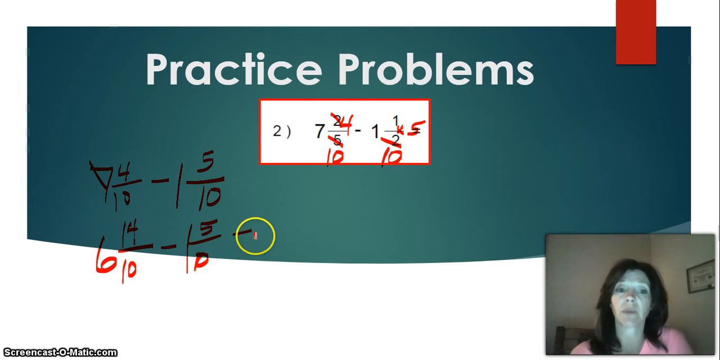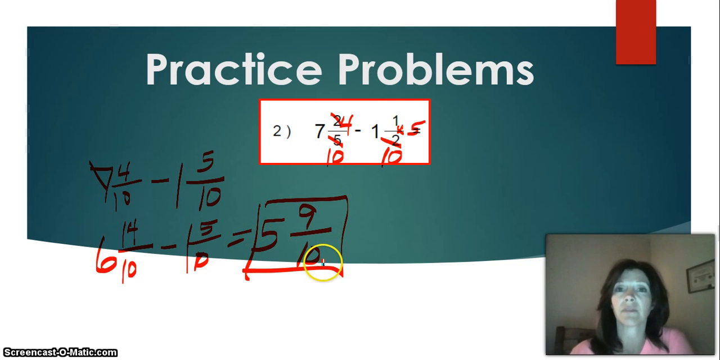Subtract your whole numbers. 6 minus 1 is 5. Denominator stays the same. And 14 minus 5 is 9. And your final answer is 5 and 9/10. Let's do one more practice problem together.